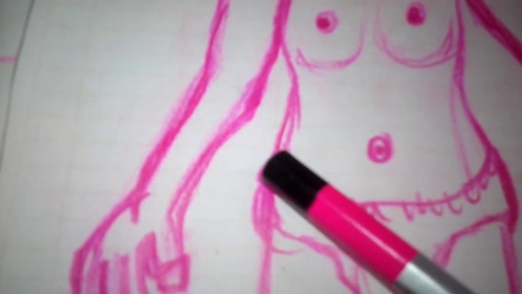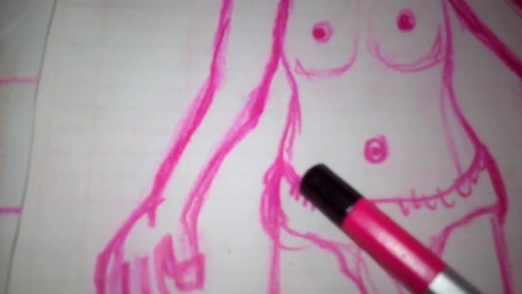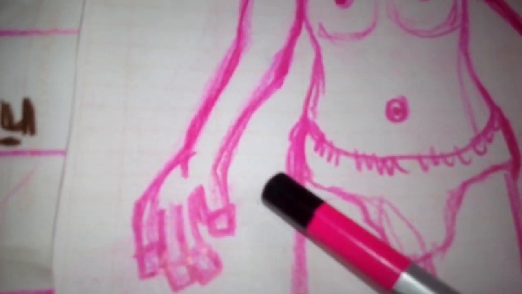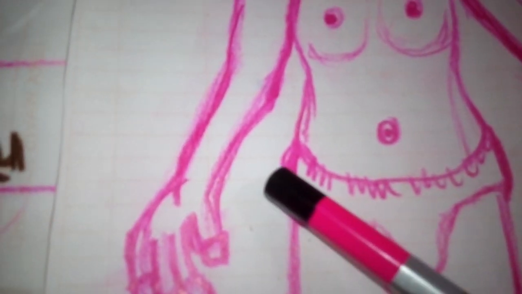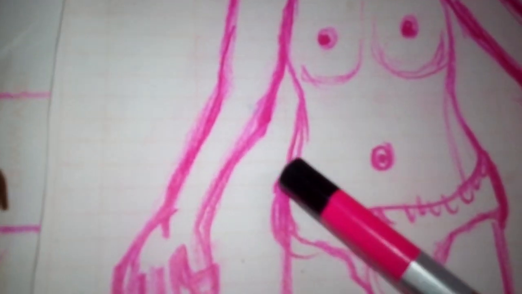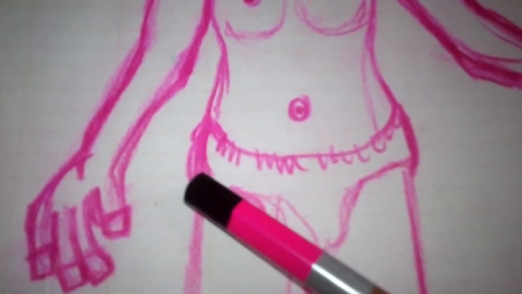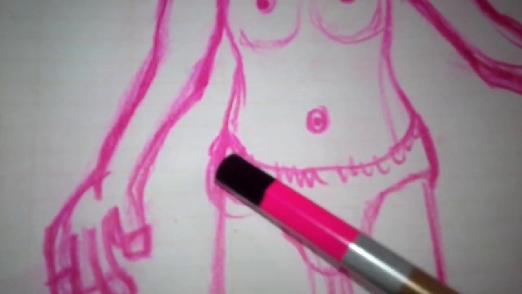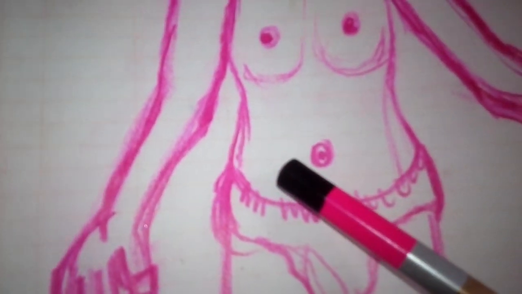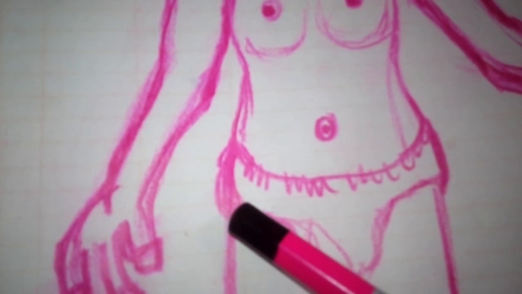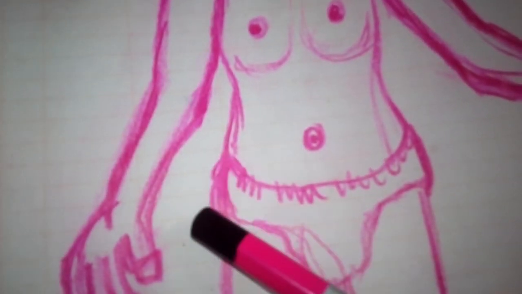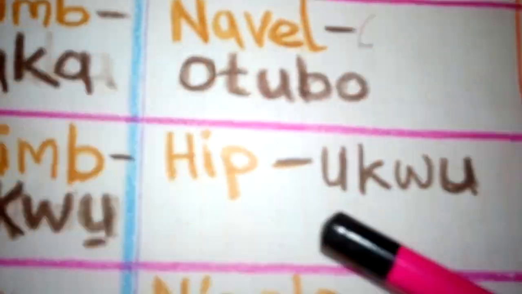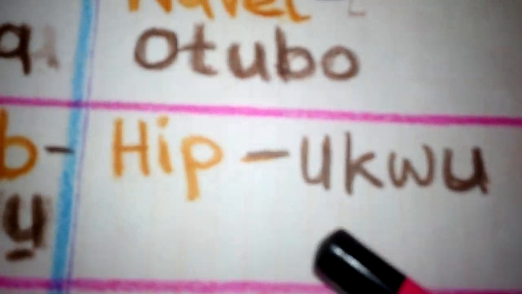So hips, waist is somewhere here up. Your hip is somewhere here. But in Igbo language we call both of them ukwu, from here to here. To your hip, we call ukwu in Igbo language.